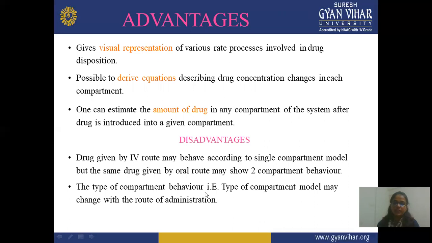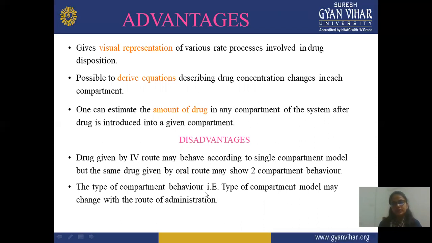The disadvantages of this pharmacokinetic model: a drug given by the IV route, or intravenous route, behaves according to a single compartmental model, whereas the same drug given by the oral route may show two compartment behavior. Means there is some problem distinguishing the same formulation when given by two different routes. Suppose you give your drug by the intravenous route, then it shows only one compartment in your body. But if you give the drug by an extravascular route like the oral route, it shows two or more compartmental behavior.